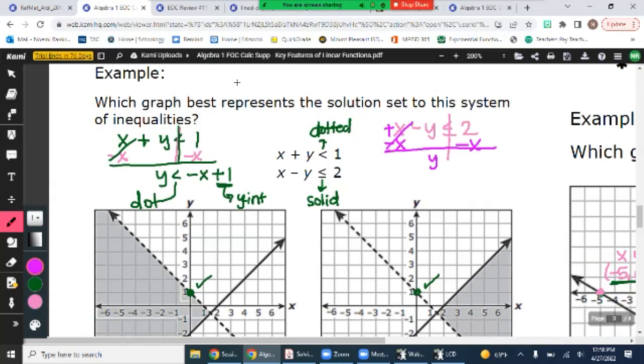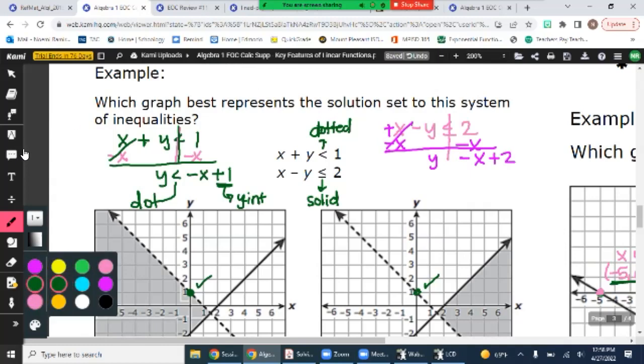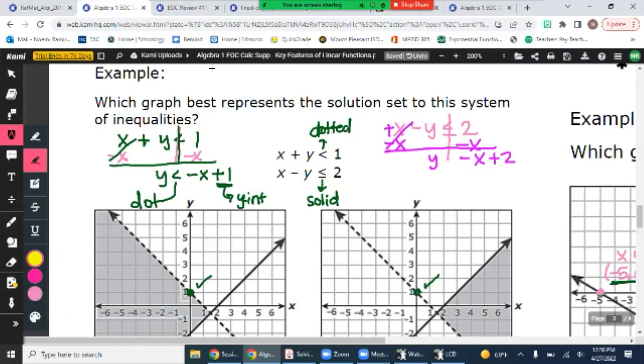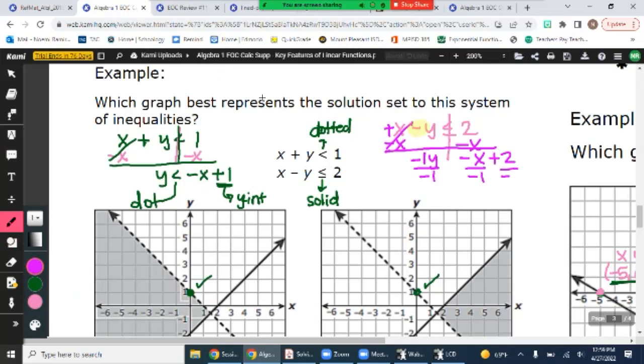I bring my y down, negative x plus 2. What did I do wrong, and what do 90% of you do wrong? This has a negative right there. That's where 90% of students will miss it because they forget to bring down that negative. It creates a -1, and that -1 is very, very crucial because what does dividing by a -1 do to the inequality? It flips the sign.